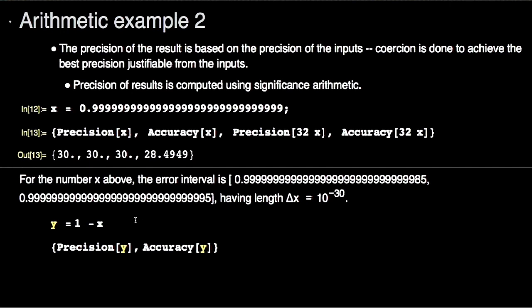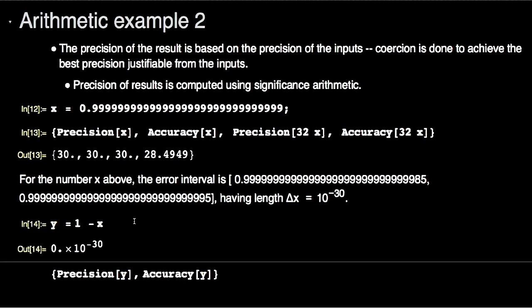Okay, so let's do some arithmetic with this. Let's make y equal 1 minus x. So now I get a 0, and notice it only prints the 0. It doesn't print any more digits. What Mathematica is telling you there is that it doesn't know any significant digits. Because if I subtract 1 from this, the last digit is between 0.85 and 0.95. It doesn't really know with any significance whether that's different from 1.